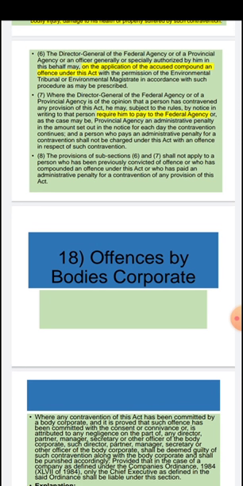It is further explained in subsection 8. So it is only possible for one who has compounded an offence under this act, or who has paid an administrative penalty for the contravention of any provision of this act. So this is further explanation to the seventh subsection.